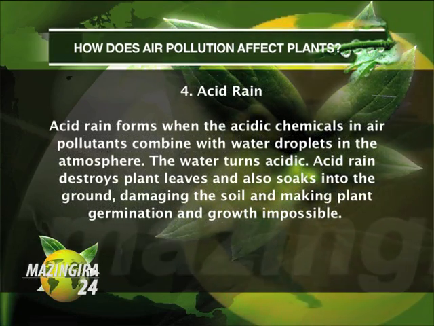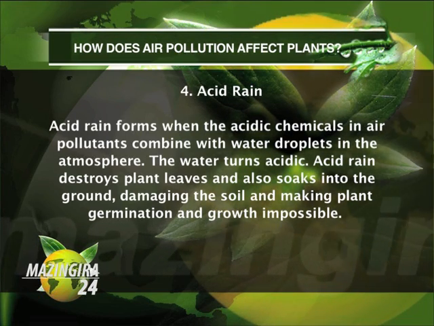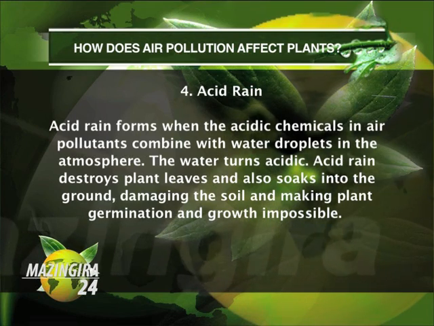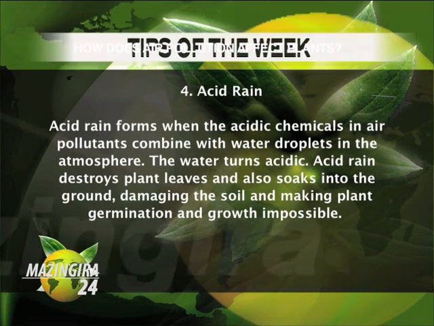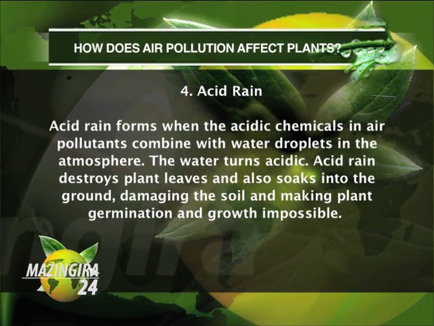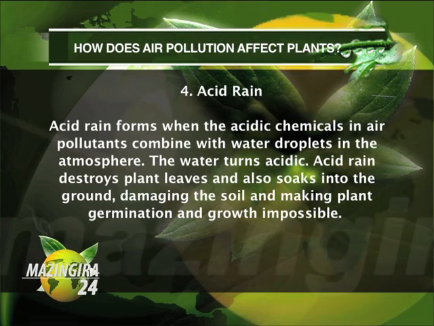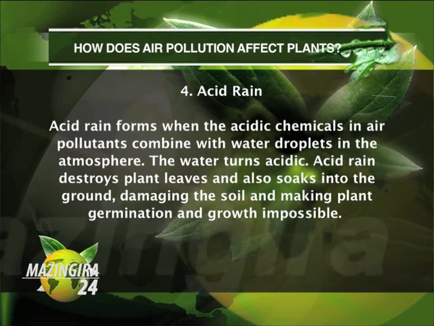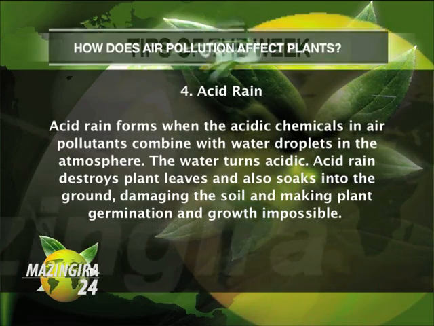Acid rain. Acid rain forms when the acidic chemicals in air pollutants combine with water droplets in the atmosphere. The water turns acidic. Acid rain destroys plant leaves and also soaks into the ground, damaging the soil and making plant germination and growth impossible.